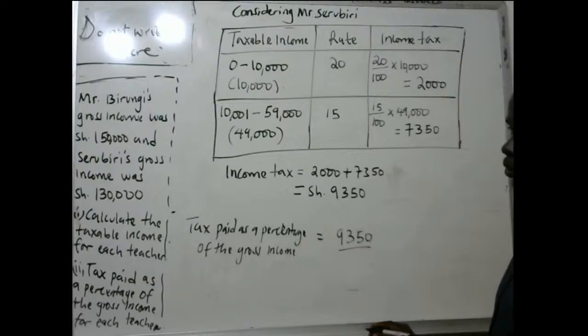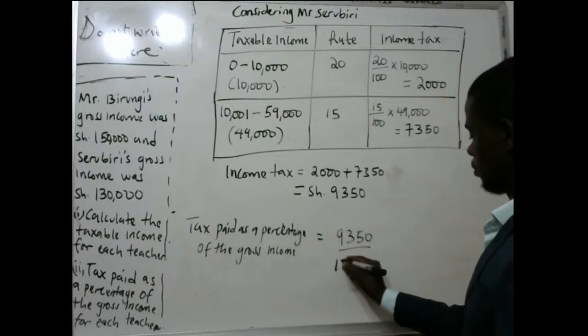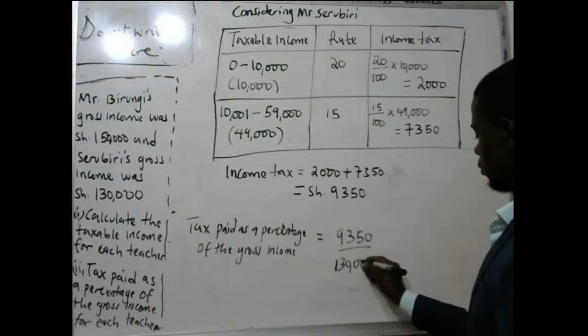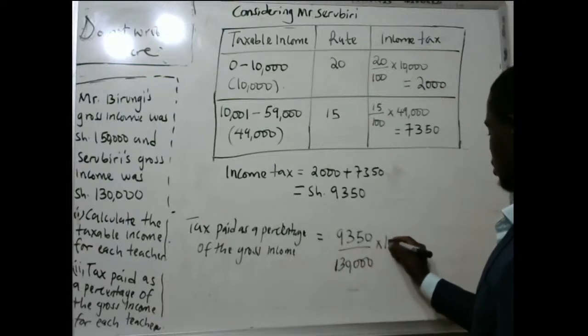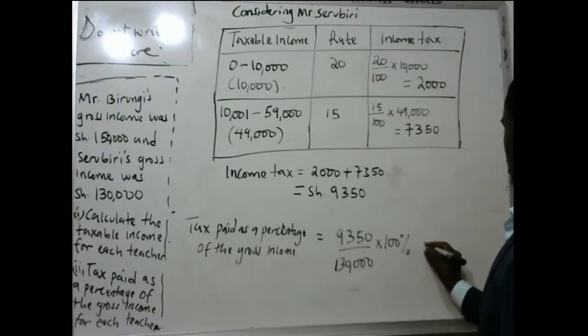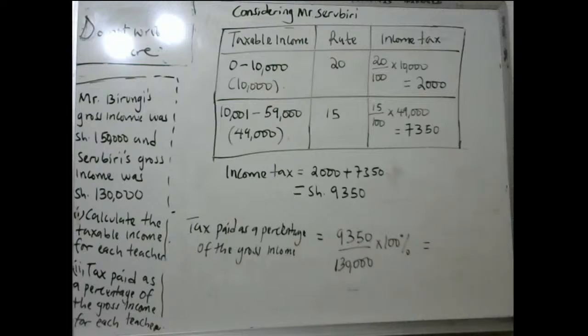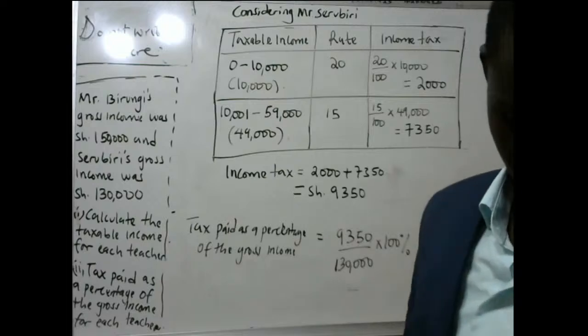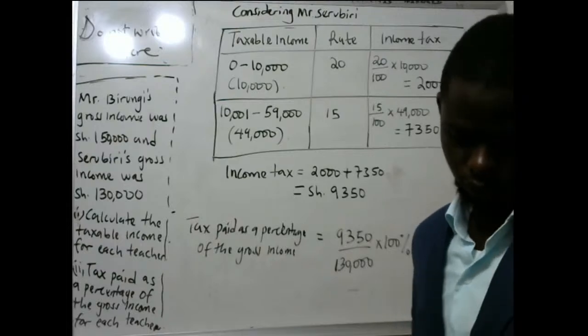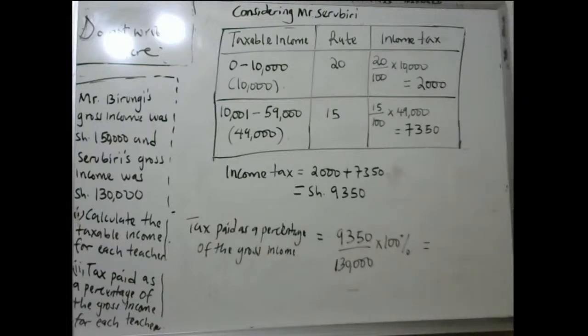What is the gross income? 130,000. Times 100%. What do we get here? What do you get? You get 7.19. Tell me the rest.